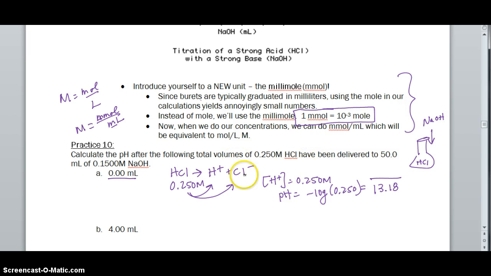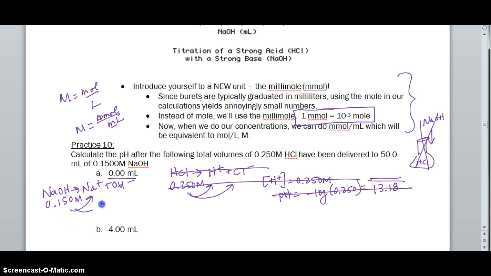Basically, I started working this problem out as if the HCl was in the flask, and if I had actually read the problem, I would have seen that the HCl is actually being delivered to the sodium hydroxide, which is a little bit different. Regardless, NaOH is a strong base, so it'll break up into Na+ and OH-. So if this is 0.150 molar, I know that this is 1 to 1, and so the pOH is just the negative log of 0.150.